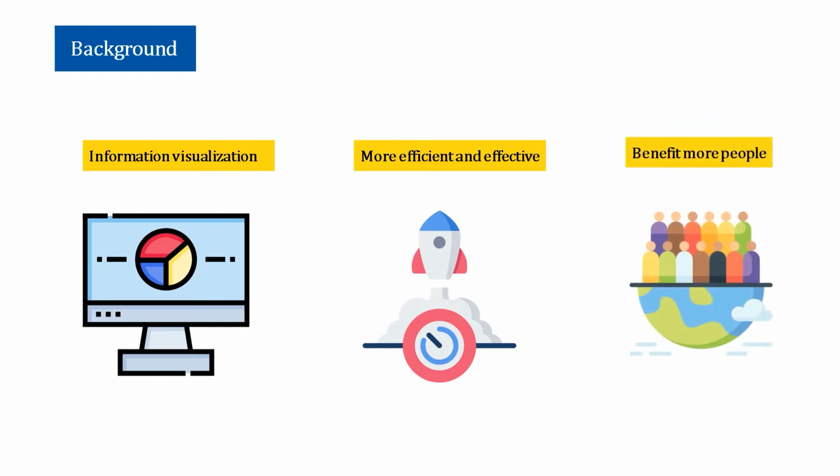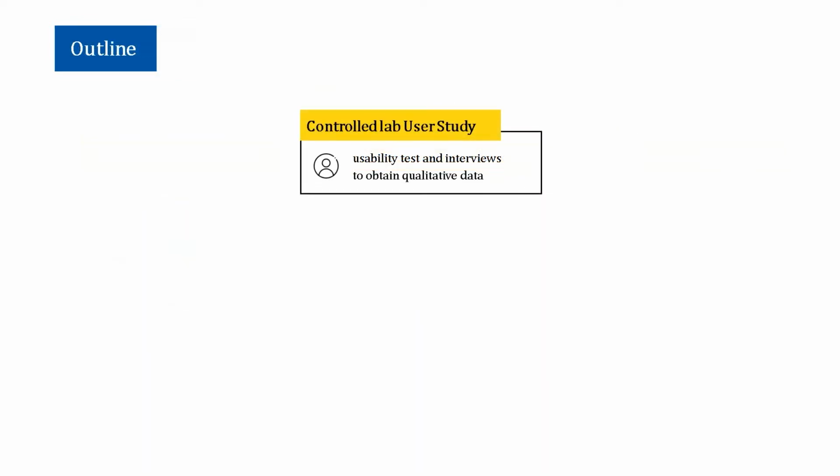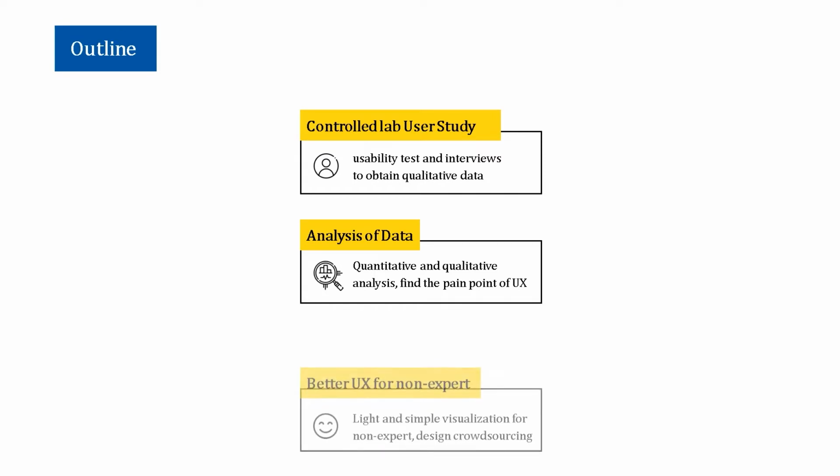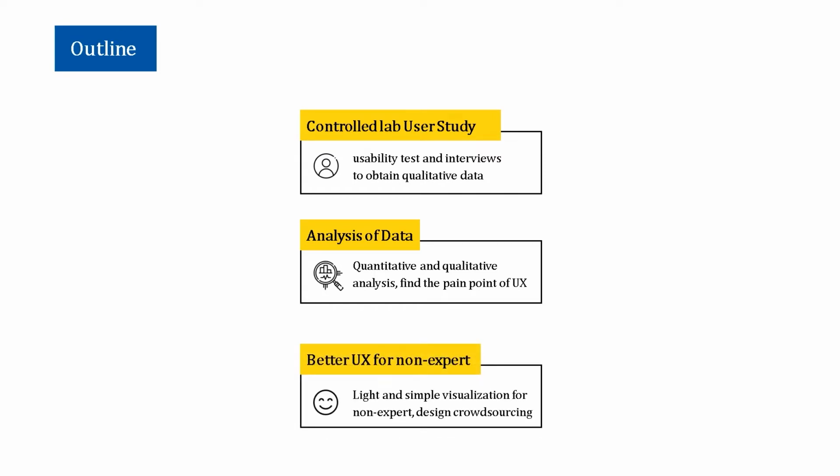Thus, the idea of this study is to find a way of designing better information visualization for non-experts and benefit more people. The study mainly covers 3 parts. The first part is a controlled lab user study, which collects qualitative data through usability tests and interviews. The second part is analysis of data, which applies qualitative and quantitative research to find the pain points of experience. The third part is designing a better user experience for non-experts according to the findings.